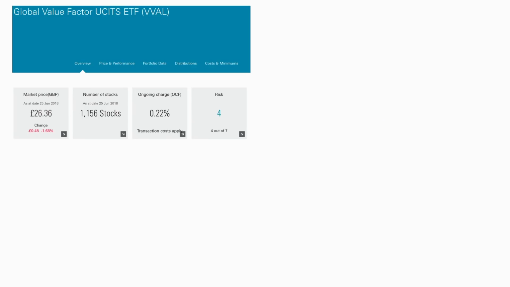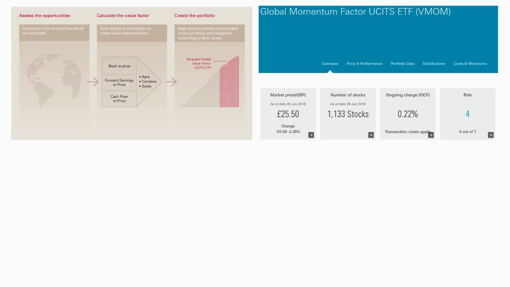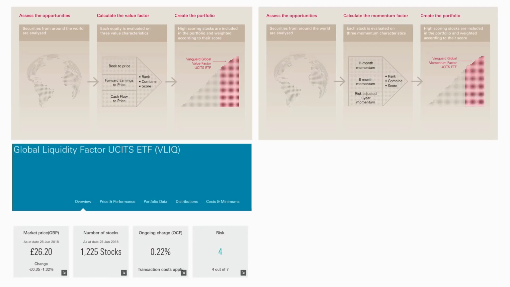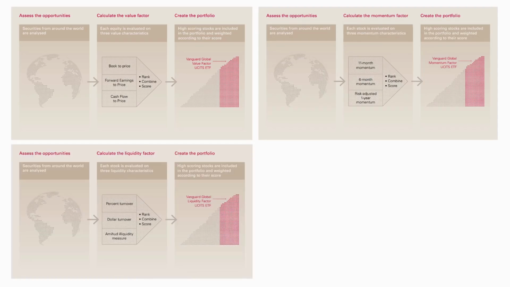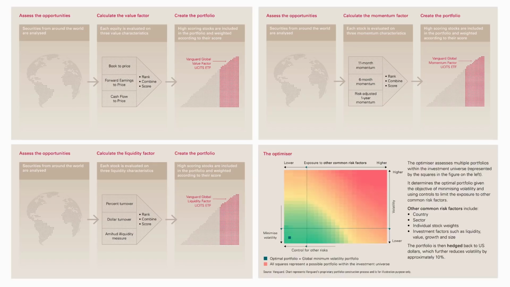Vanguard offers 4 of these factor funds: global value, which buys stocks which are cheap according to 3 valuation measures; a momentum factor fund, which buys stocks which are trending upwards in price; a liquidity factor fund, which buys stocks which have low liquidity, for example a big bid-offer spread and small daily traded volume; and finally the fund which I went for, which was a global minimum volatility fund, which chooses stocks for optimal diversification and low risk.